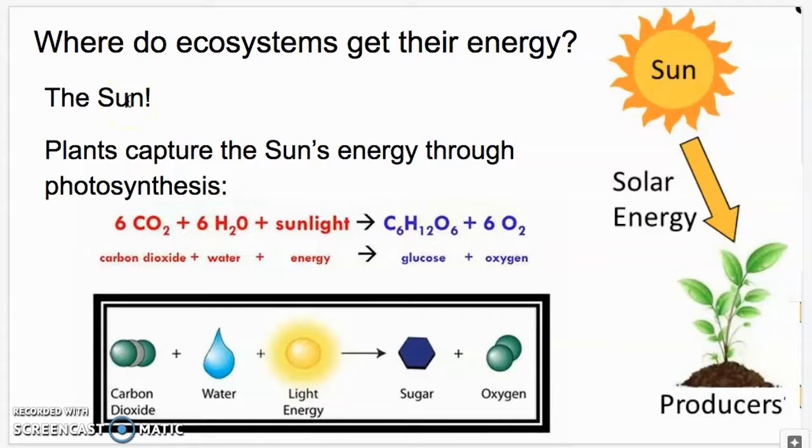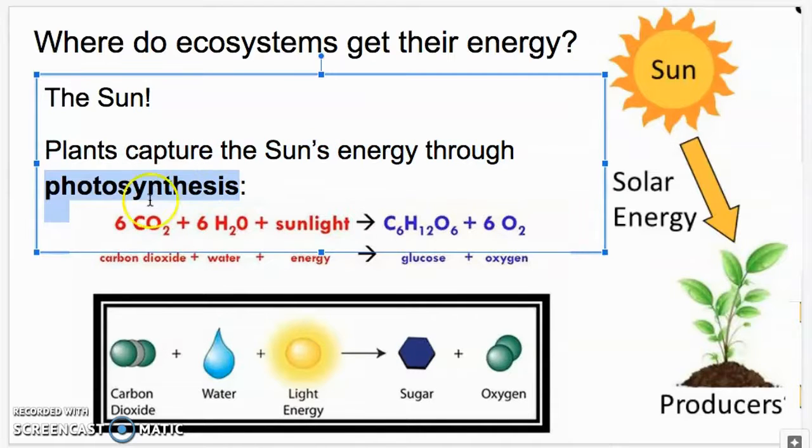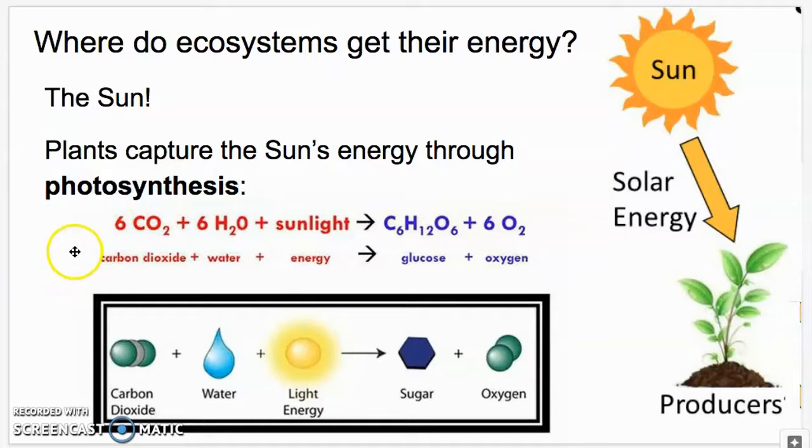They can also get energy from underwater volcanic vents and a few other sources, but for the most part, most ecosystems get their energy from the sun. And the way they do this is plants capture the sun's energy through photosynthesis. If you remember back when we studied photosynthesis, we take 6 carbon dioxide molecules and add some water. So plants need carbon dioxide to breathe in and water, and they need sunlight, that's the energy. And then the plants make glucose, which is a sugar, a simple carbohydrate, and they release the oxygen that we breathe. So this is showing the sun as a source of energy, and that gets captured by the plants.